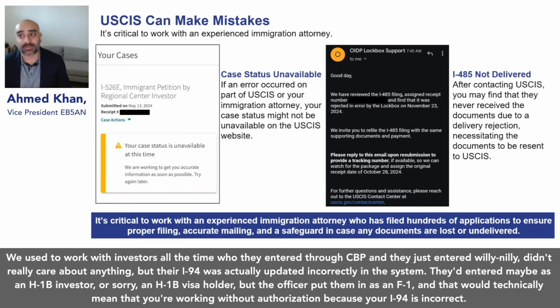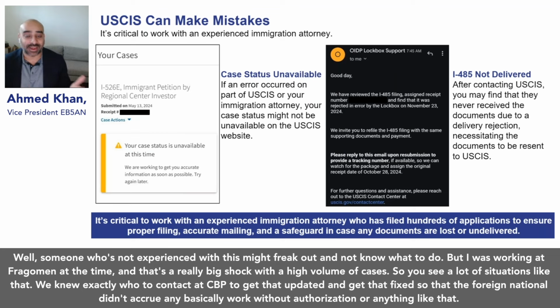We used to work with investors all the time who entered through CBP, and they just entered willy-nilly, didn't really care about anything, but their I-94 was actually updated incorrectly in the system. They'd entered maybe as an H-1B visa holder, but the officer put them in as an F1. And that would technically mean that you're working without authorization because your I-94 is incorrect.